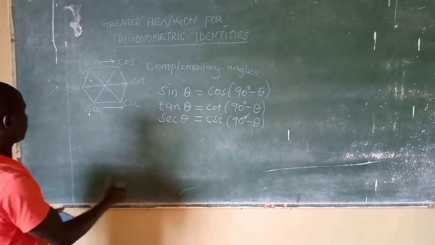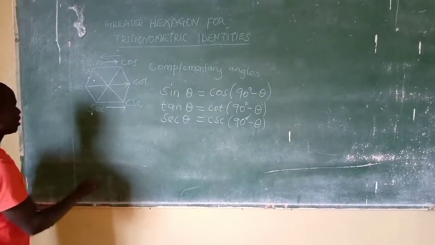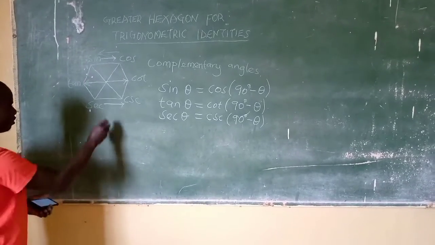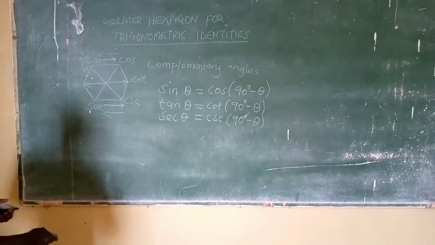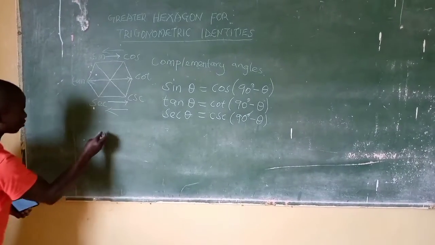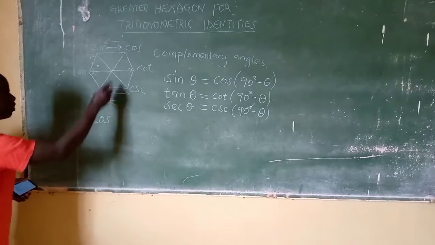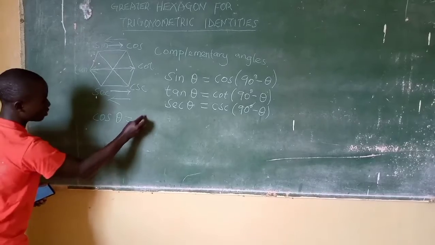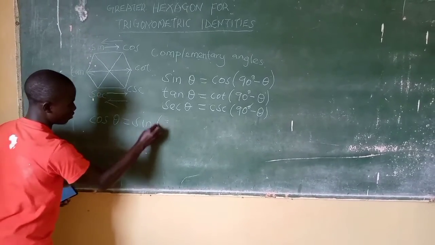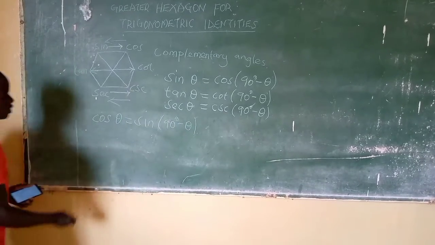So let's assume our arrow is changing to this direction, this one, and that direction. From this, you take where the arrow is coming from. So the cosine of an angle theta is given by the sine of 90 degrees minus theta.